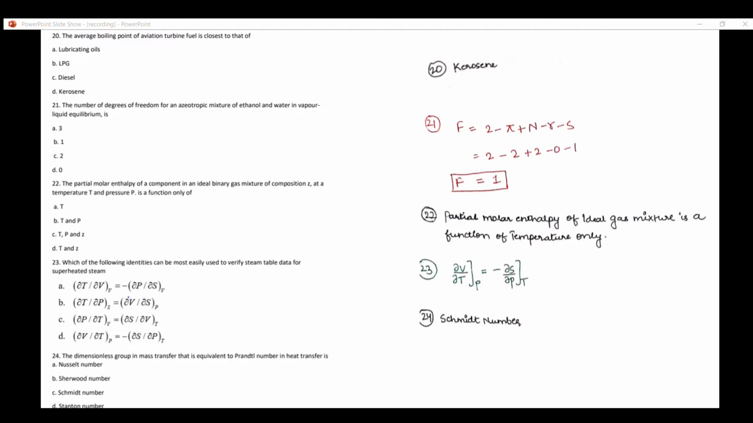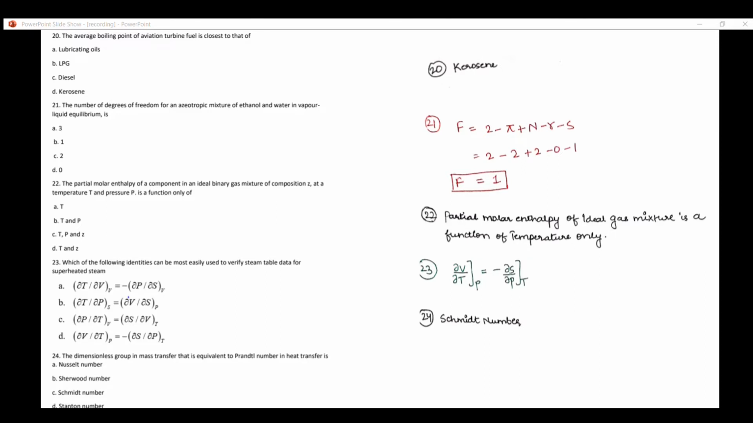Next, the number of degrees of freedom for an azeotropic mixture of ethanol and water in vapor liquid equilibrium is, so we know that F is equals to 2 minus pi, pi is number of phases, N is number of components, R is the number of reacting species, S is the special constraint. Since we know that this mixture is azeotropic and hence it's a special constraint, therefore S is equals to 1. Number of phases 2, vapor and liquid both are there, and number of components is also 2. So the degrees of freedom would be 1.